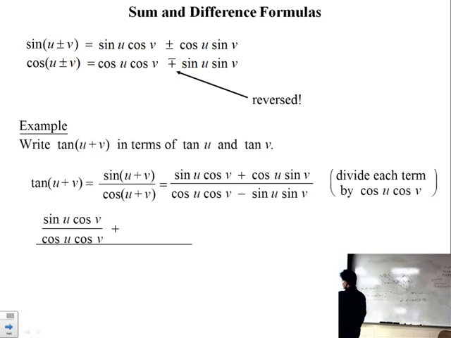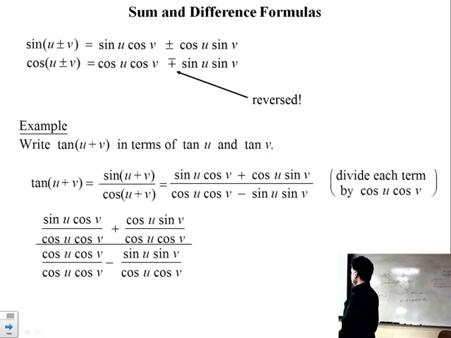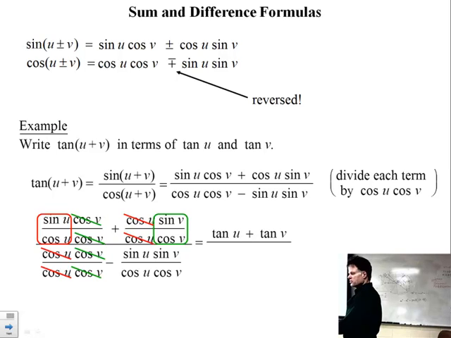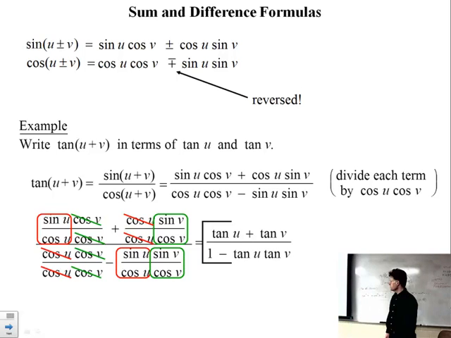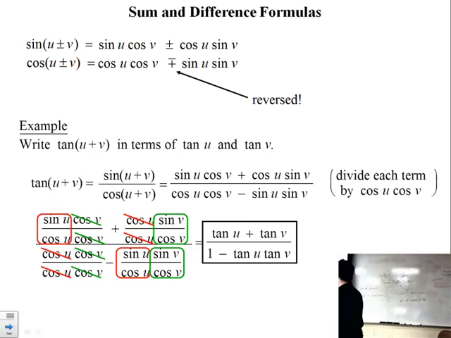And so work that into each term. I get that, that, that, and that. And now just look at these individual fractions and see what they are. That cancels. And that is what? Tangent of u. Just do that everywhere. Those cancel, and that's tangent of v. Good. That completely cancels. So on top we get tan u plus tan v. On the bottom, both of those cancel, so we get 1. And here I get what? Tan u times tan v. Nothing cancels. There we go. Nice, tidy formula for tangent of a sum of two angles.